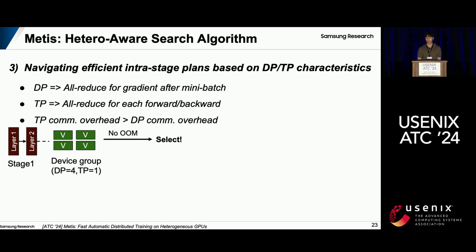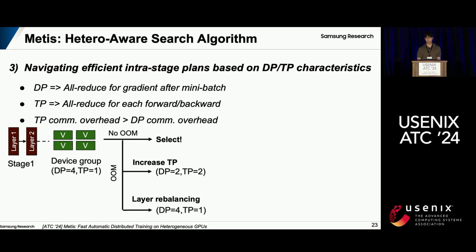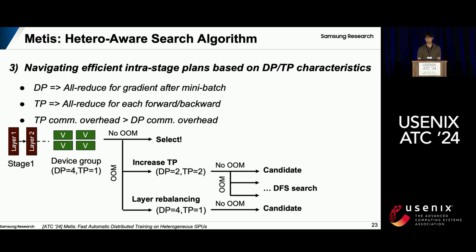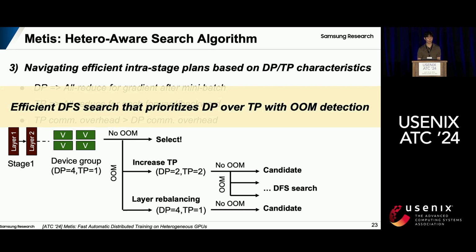OOM exception is estimated based on the profile data. Once an out-of-memory exception is estimated, Metis then increases the TP degree while decreasing the DP degree to reduce the memory pressure by slicing layers across GPUs. It also explores different strategies by keeping the current intra-stage parallelism and rebalancing the layers across different stages to mitigate the memory pressure. This search process is executed in DFS order to collect possible candidates of efficient intra-stage plans while filtering out inefficient parallelism.